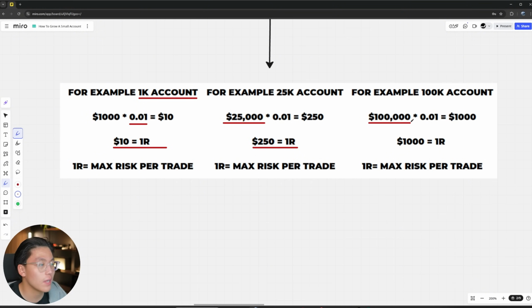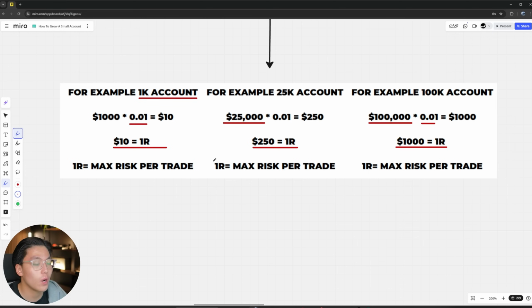And if we have a $100,000 account, that means we're risking $1,000 per trade. So the percentages in this case are the exact same. They're all 1%, but the actual dollar amount is going to be different based on your account size. So what we want to be focusing on here is the percentage amount, which is 1%.